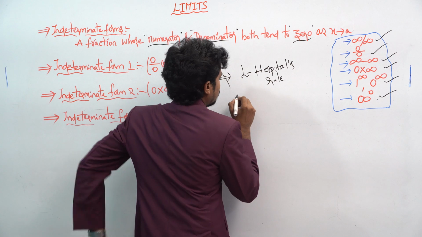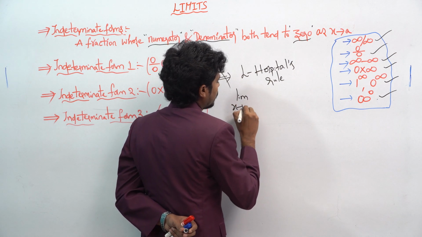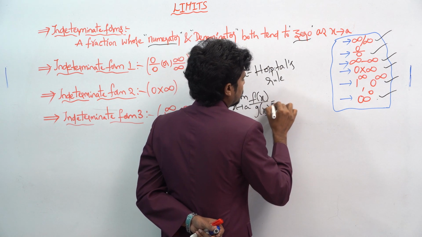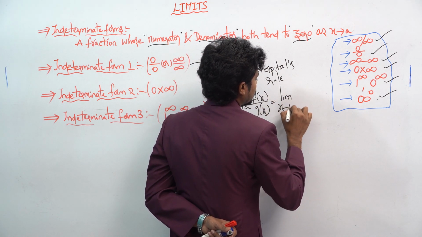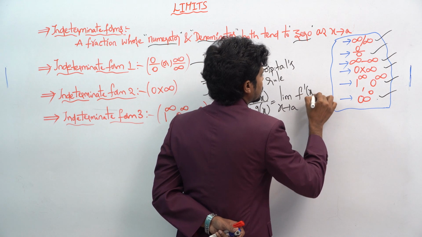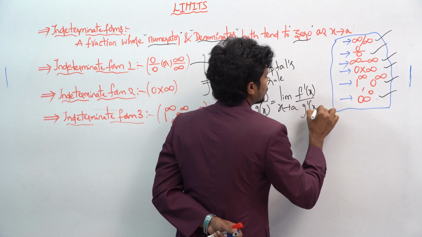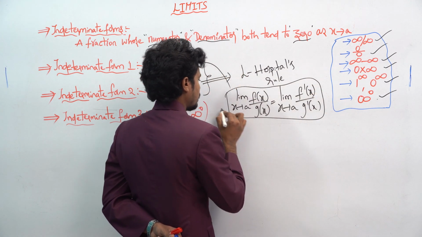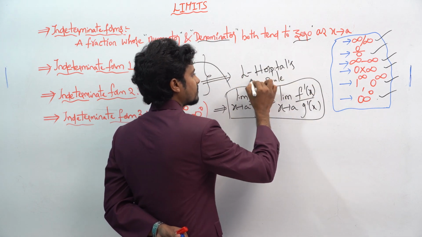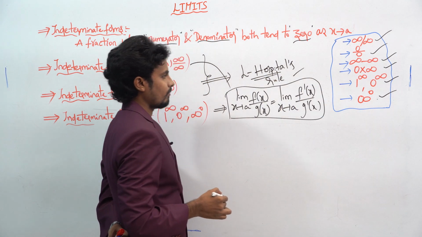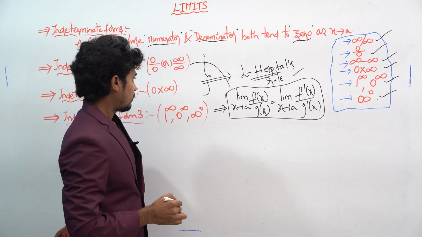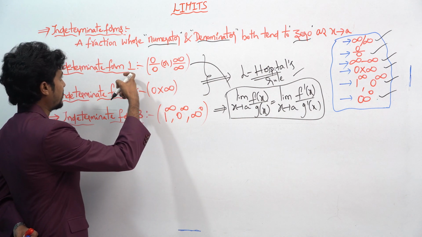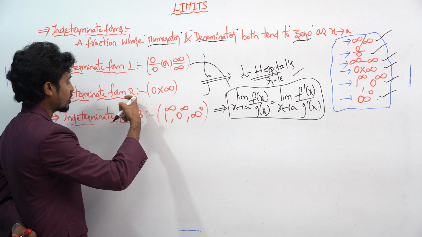So if you take limit x tends to a of f of x divided by g of x, that will be equal to limit x tends to a of f dash of x divided by g dash of x. So this is L'Hospital's rule. You have to apply it for indeterminate form 1 as well as indeterminate form 2.